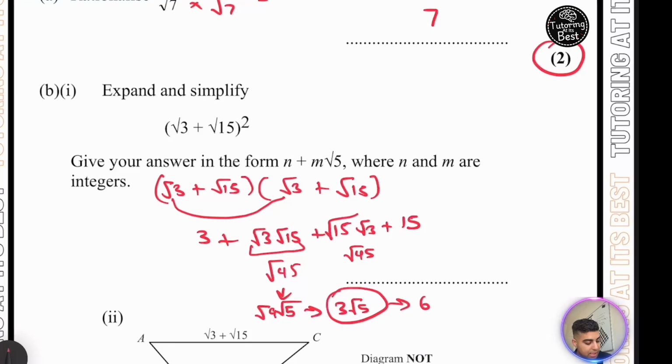We have 2 of these, so that's 6 root 5. And then we have 15 and 3. So altogether it will be 18 plus 6 root 5. And that is our answer. I hope that was clear.